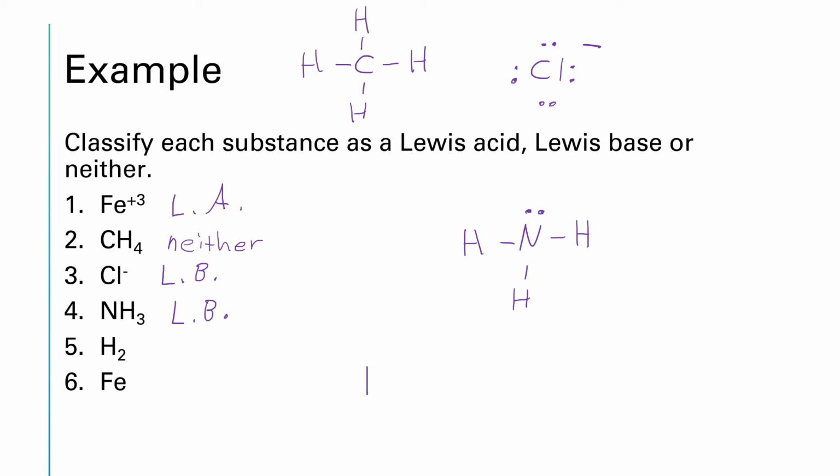The molecule hydrogen has 2 hydrogen atoms sharing a pair of electrons. They can't really accept any more electrons because each hydrogen only needs 2, and they don't have an extra lone pair to donate. So H2 will be neither. And then iron, just the neutral atom iron, will probably act as neither. Now it shouldn't be too hard to oxidize iron, so if you have anything going on in your system that will oxidize iron, then you can turn it into a Lewis acid.